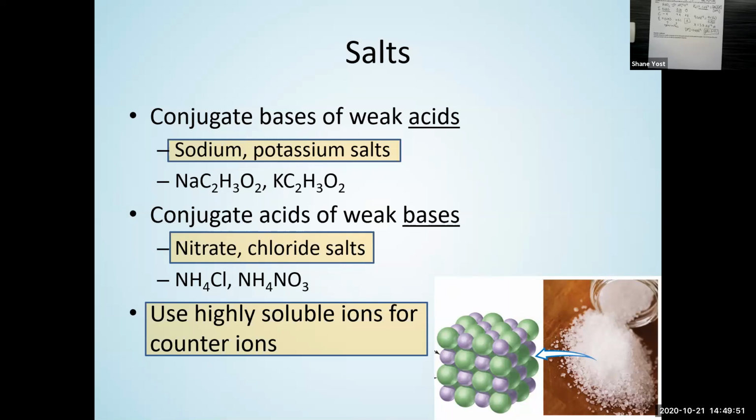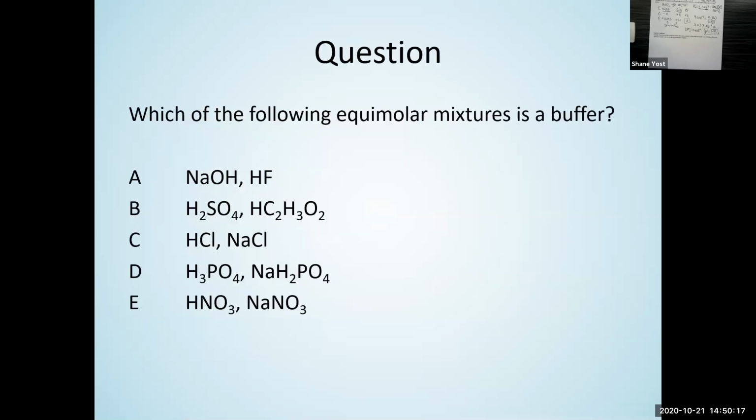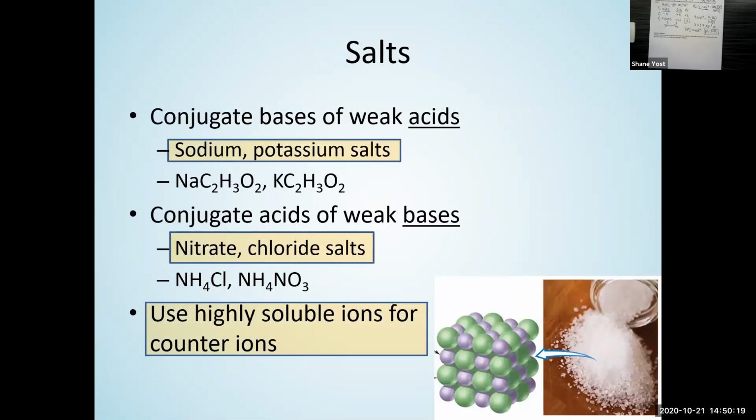Again, I can make a solution by adding similar amounts of my weak acid with my conjugate base. But to add the conjugate base, I need to add it in the form of a salt into the solution, where I'm going to pick highly soluble ions like sodium and potassium as counter ions in those salts. So questions about the definition of buffer solutions, what makes a buffer solution, how would you make a buffer solution if you needed to make one yourself.